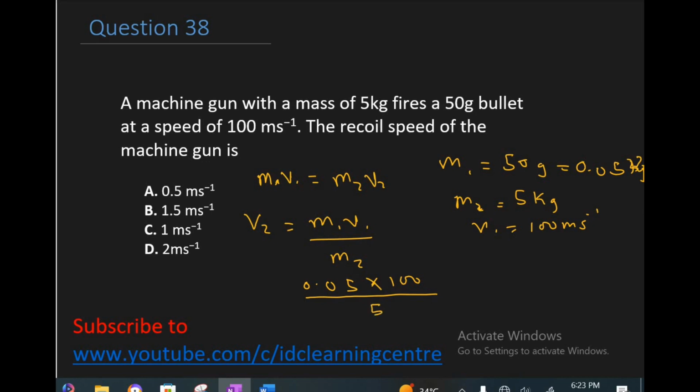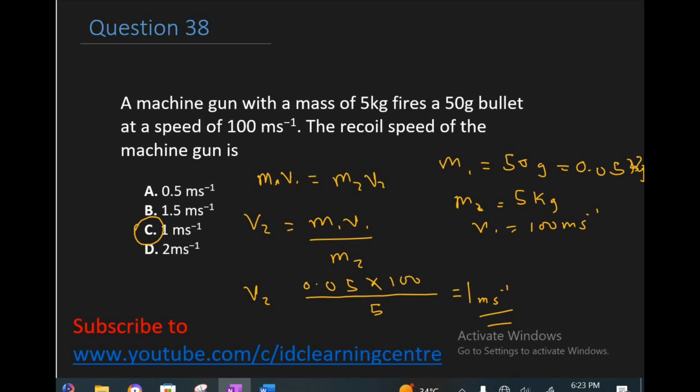So now our V2, 0.05 times 100 is going to give you 5. 5 divided by 5 is going to give you 1 meter per second. So that's the recoil speed of the machine gun. So that means the correct answer for this question is 1 meter per second.